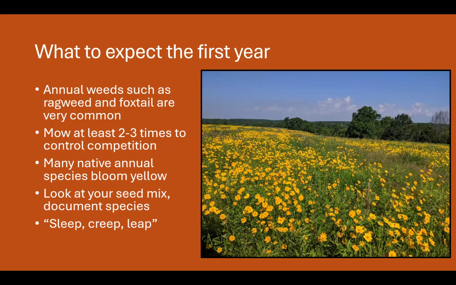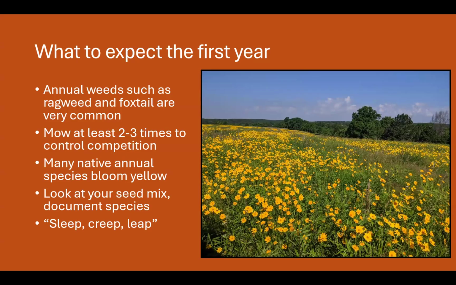It's okay if you get some of the tops clipped off, but the biggest thing here is mowing too late, whenever it's too tall, can start to smother your seedlings. So be sure to monitor and evaluate early and often. Many of the native annuals will be blooming yellow, such as Coreopsis. You can see those a lot on the first year plantings. And it's okay if you're not seeing a lot of diversity in the first and really even the second year.